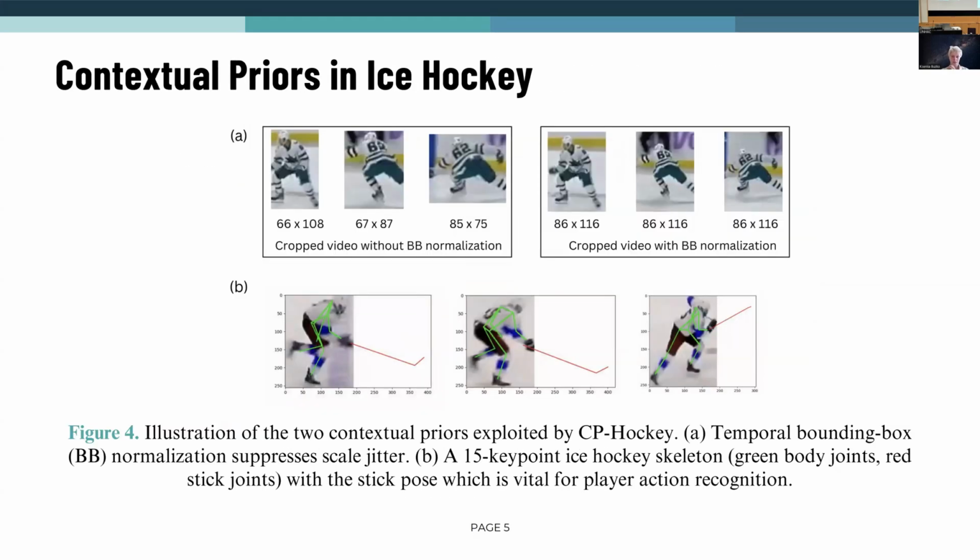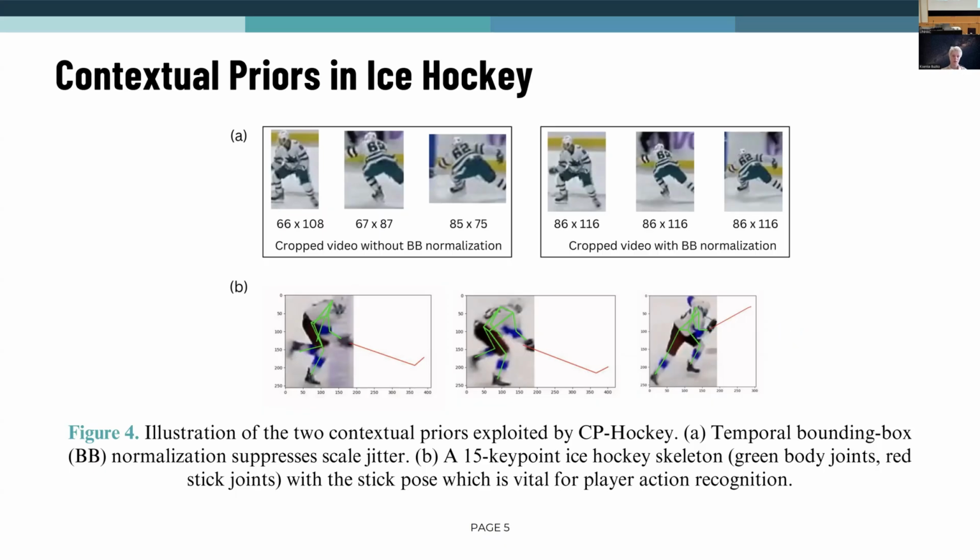To address these challenges, we propose CP Hockey, a context-aware pipeline that incorporates two domain-specific priors. By contextual information of broadcast ice hockey videos, we mean structured domain-specific cues, such as camera-driven scale changes and stick poles that go beyond the joint coordinates.